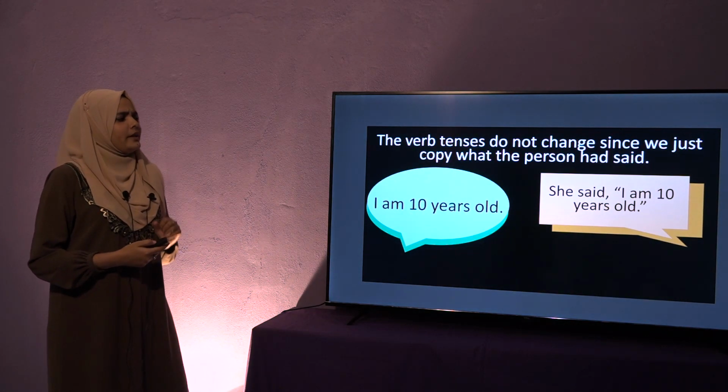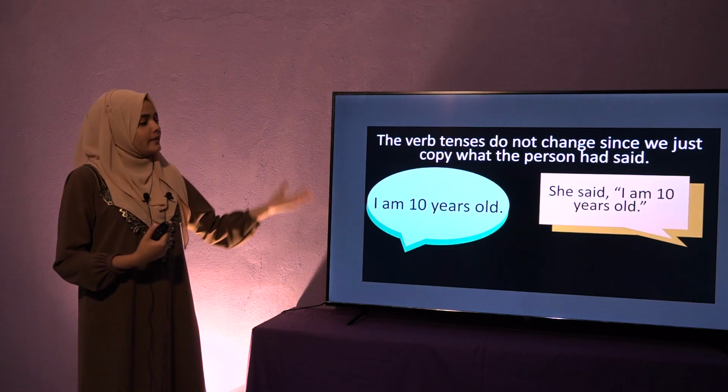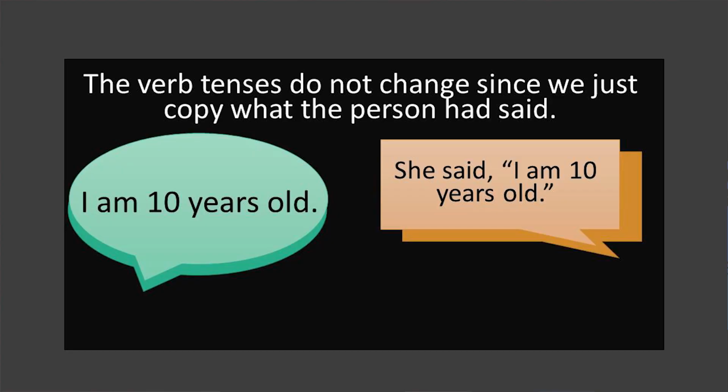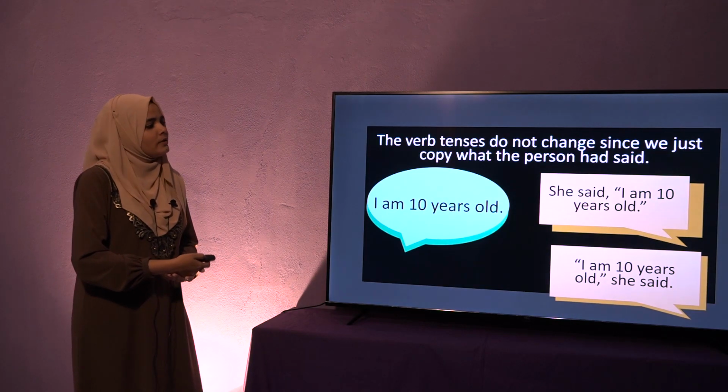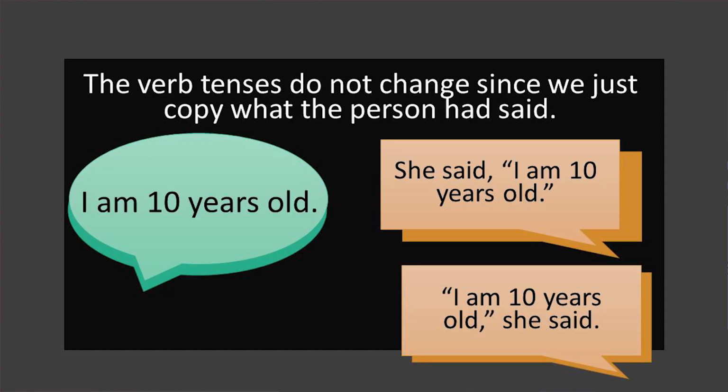For example, here, I am 10 years old. We use exactly the same phrase in direct speech as here. She said, comma, I am 10 years old. You can also bring the quoted phrase at first, like, I am 10 years old, she said.